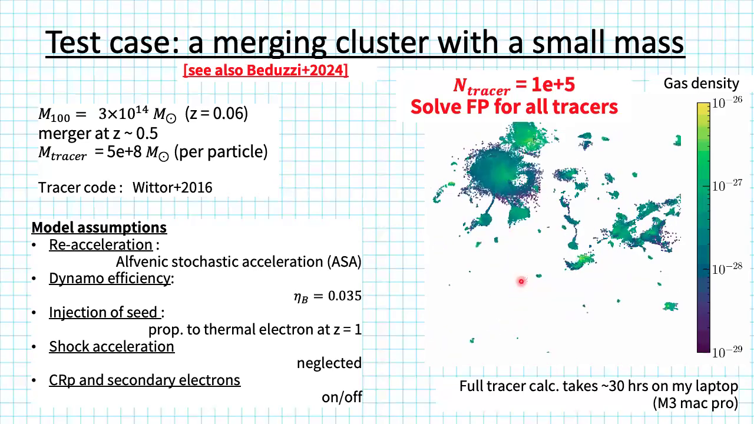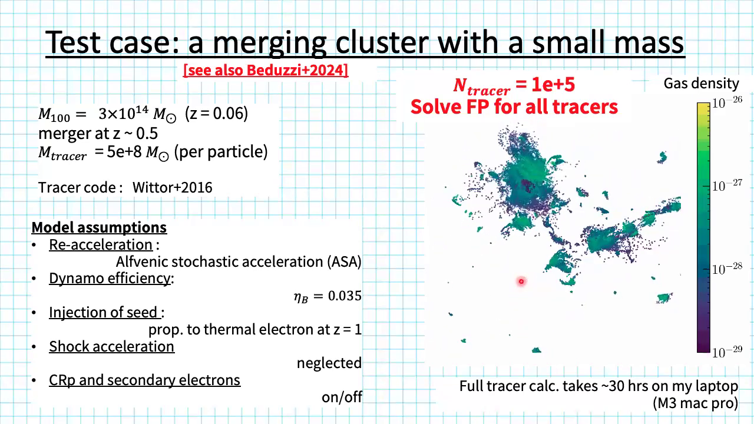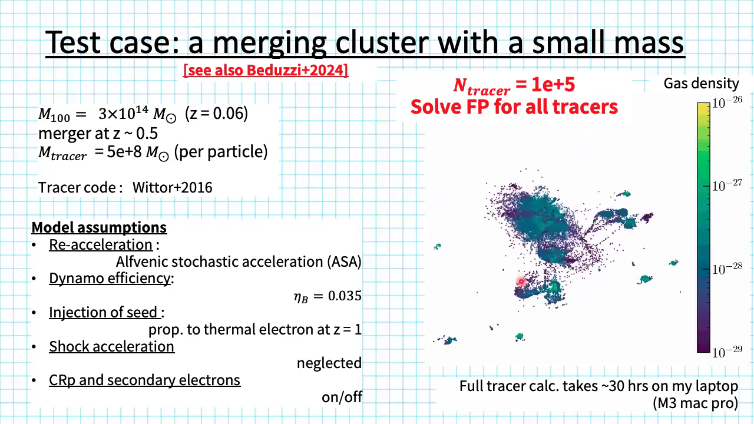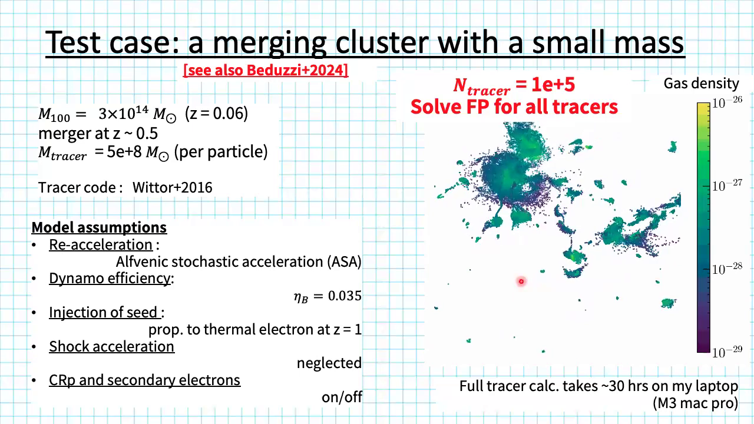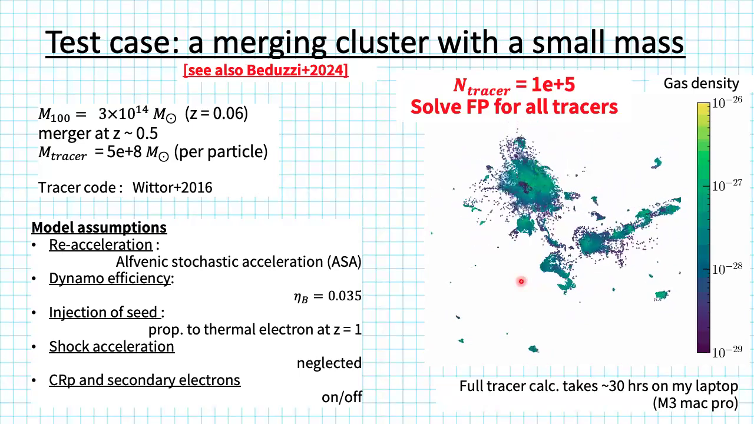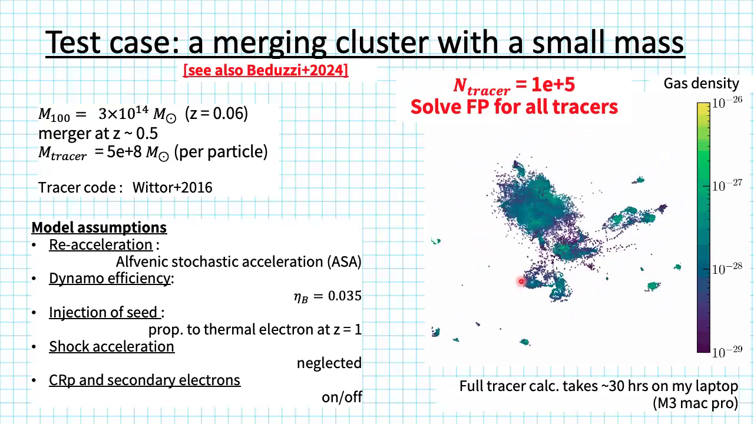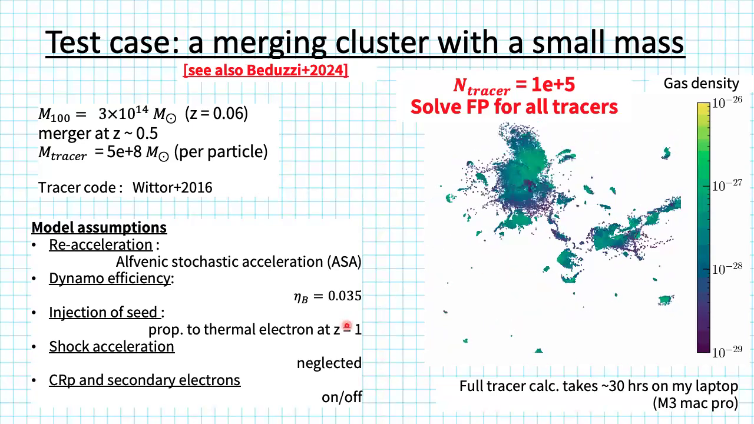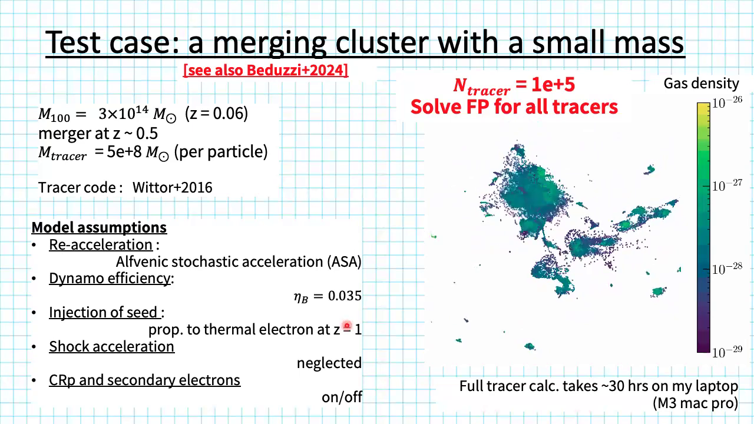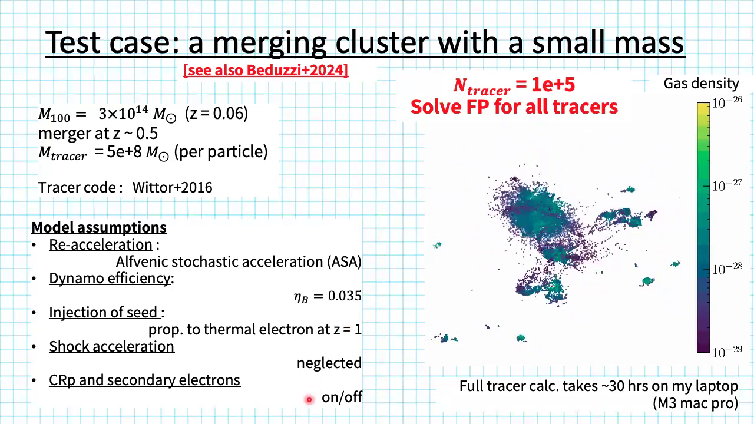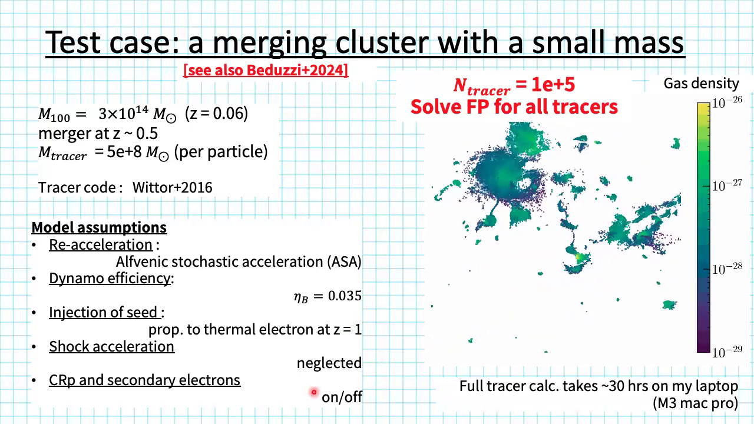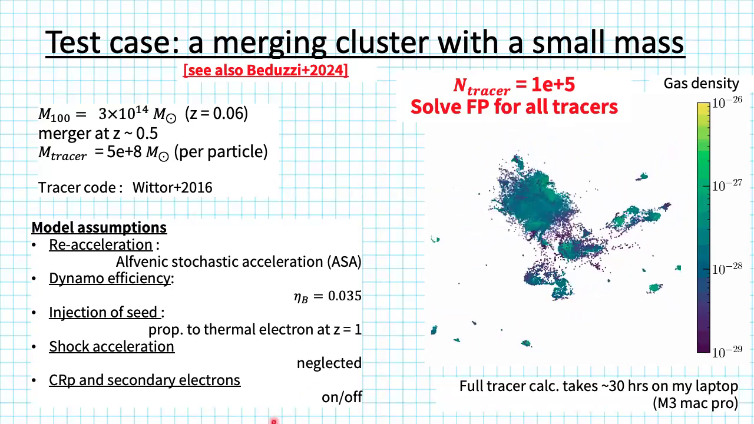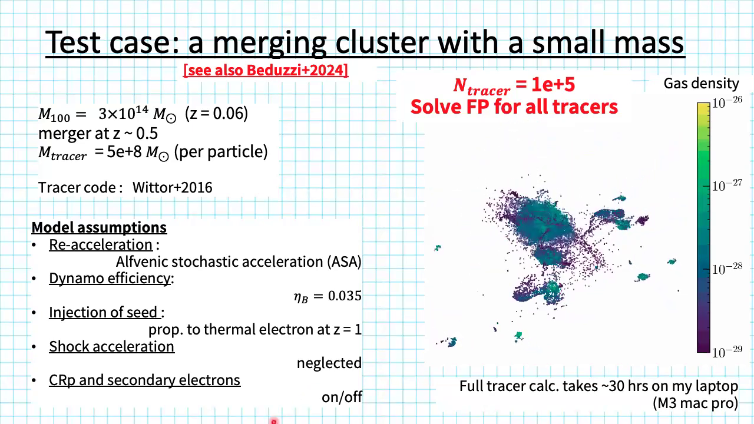And this is an assumption about the physical mechanisms related to cosmic rays. For example, we assume reacceleration by Alfvénic turbulence, and we assume some dynamo, which is a relation between turbulence and magnetic field. We also assume some injection seed population at z=1, where we neglect shock acceleration for simplicity. And we can check whether cosmic ray protons affect the result or not.